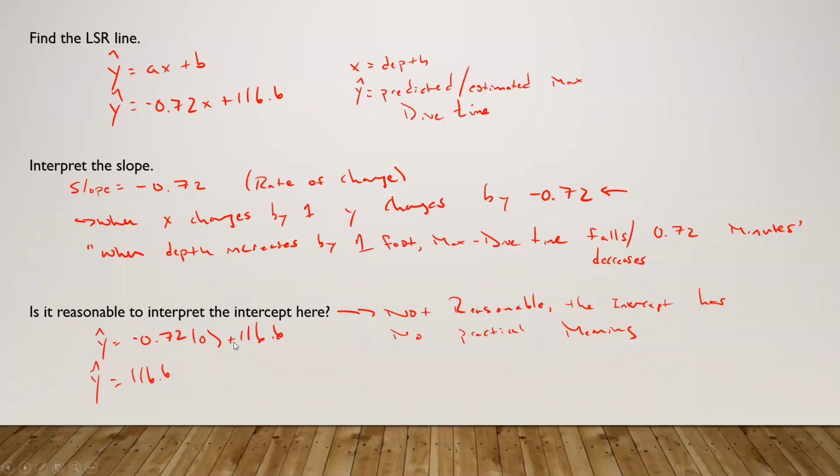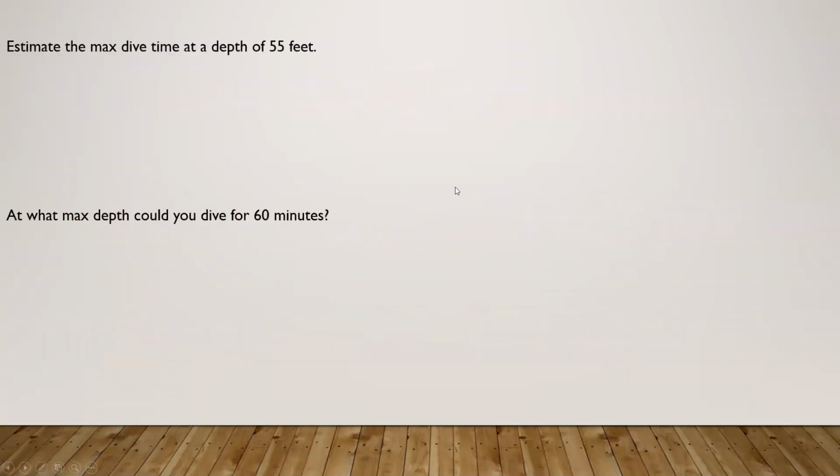Just so we're clear, the intercept is still part of the model. It just doesn't have any practical application. You can think of it as kind of like noise in the model. You need it, it needs to be part of the equation, but you just can't interpret it in any practical manner. That's really what's going on here.